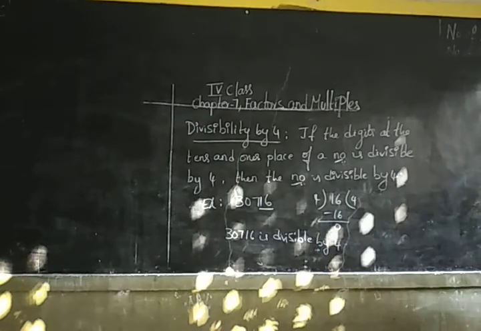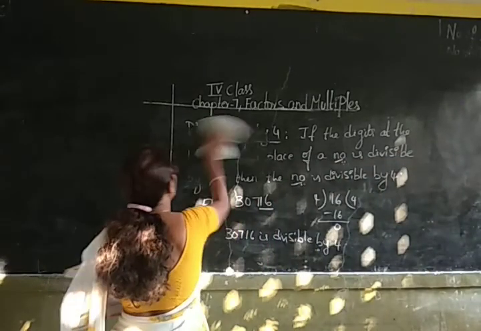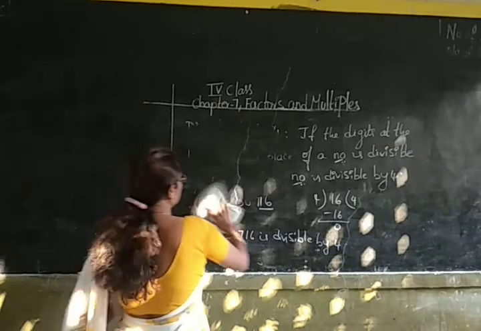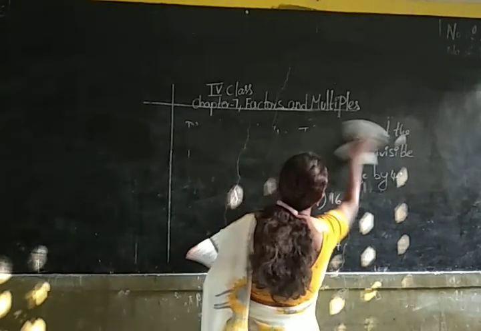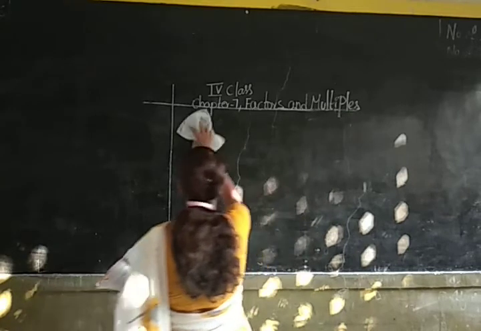Okay children. Simply you have to divide the last two digits by 4. If the last two digits of the number are divisible by 4, then you can say that the whole number is divisible by 4. Okay children.